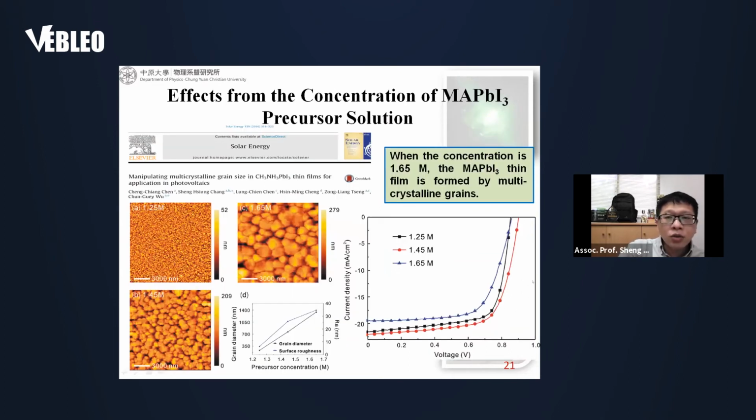And we also tried to study the concentration effects, the concentration of the perovskite precursor solution. So we change the concentration from low concentration to high concentration. Then we get this optimal concentration, about 1.45 mole. Okay, so you can see here, there is a trade-off between the surface roughness and the grain size.